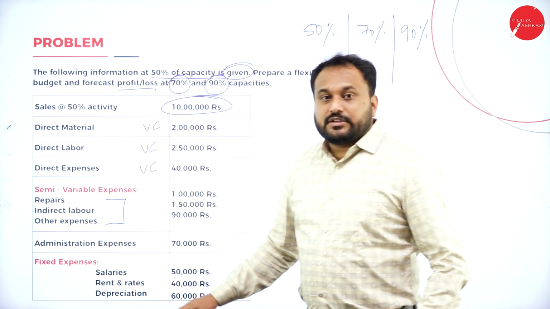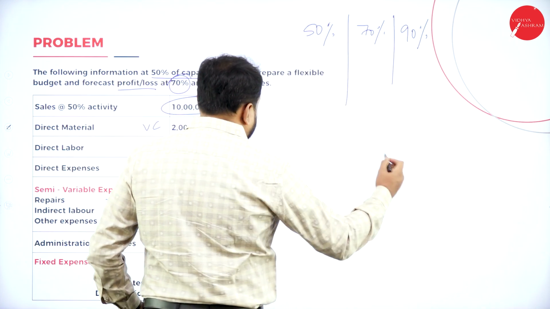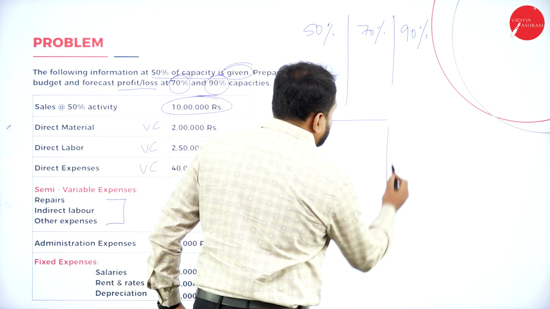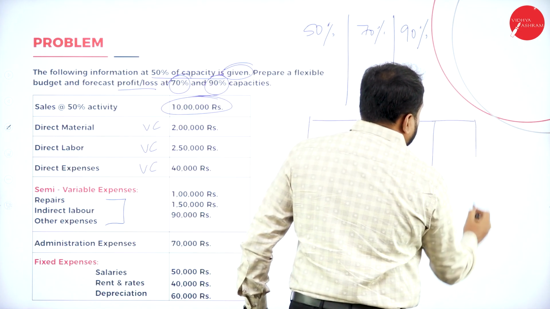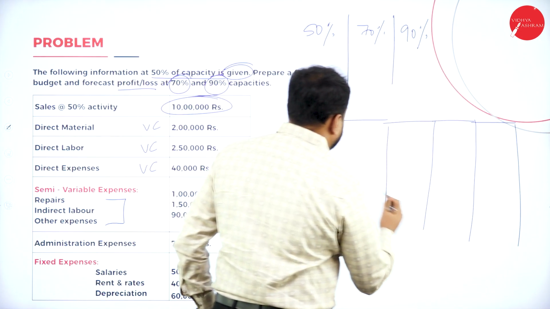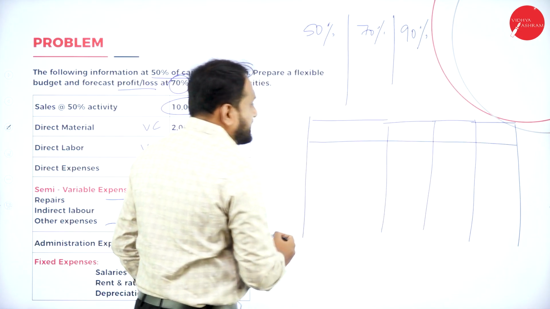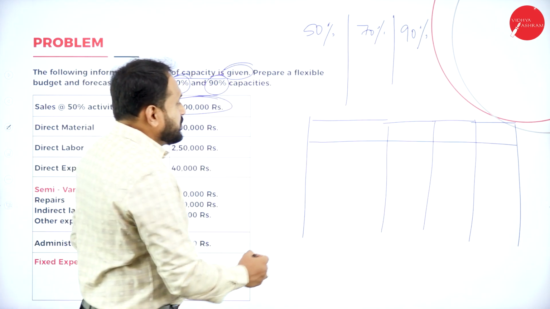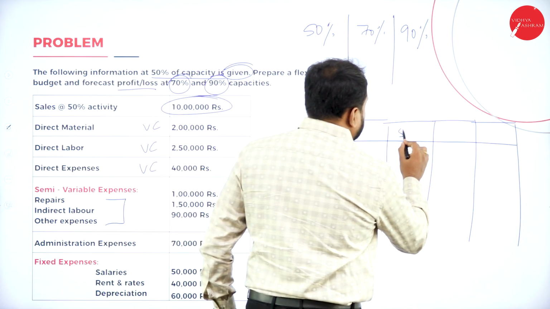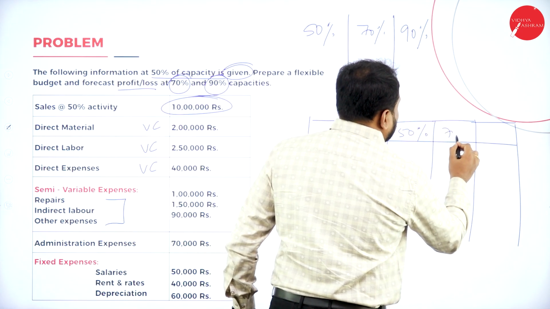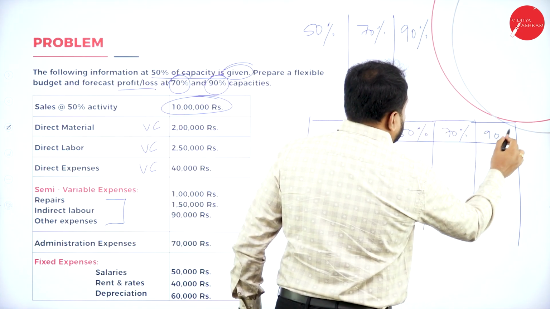Directly we are supposed to go with the format. What exactly the format of the flexible budget is, we need to prepare like this. Here it is 50%, 70% and 90%. So you are supposed to go with this. See, here per unit is not there. This is 50%, this is 70% and we have 90%.